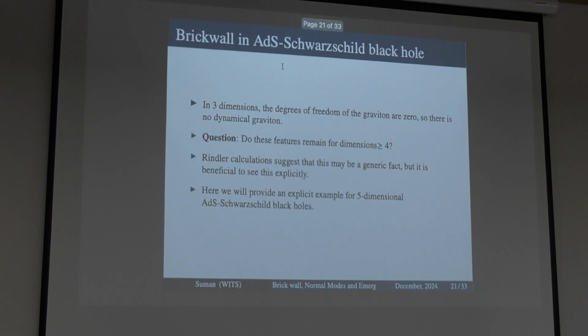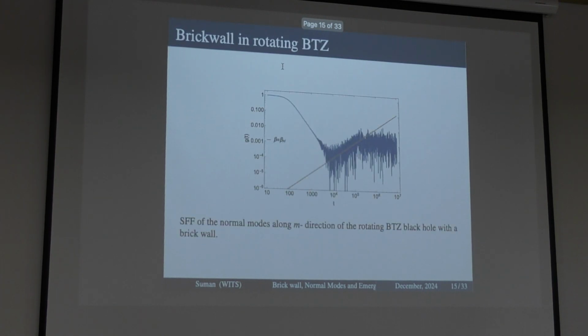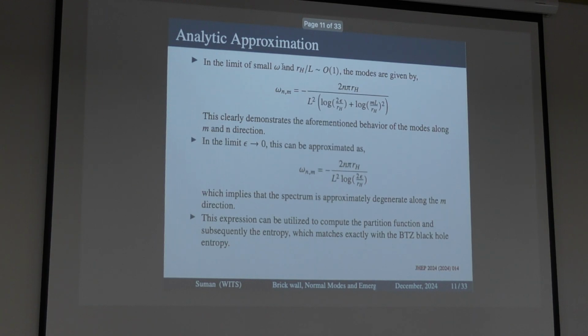Because the approximation needed to get this result is actually not valid when your R over L is not order 1. But you can show that when R over L is large, let's say R over L is 100, then for high-lying modes, high-lying omega, this approximation is valid. So for high-lying modes, you will have this logarithmic dependence.